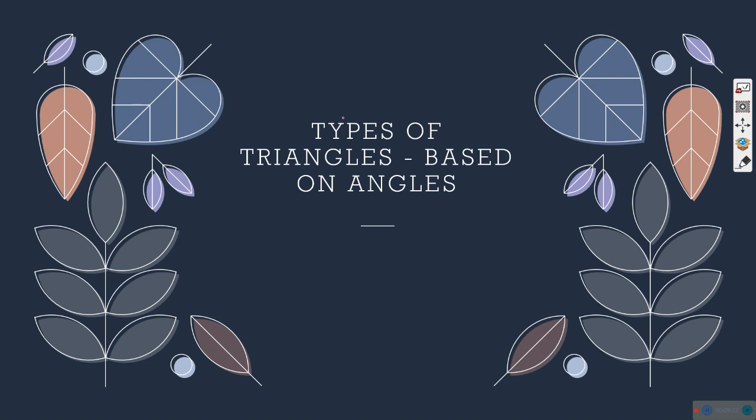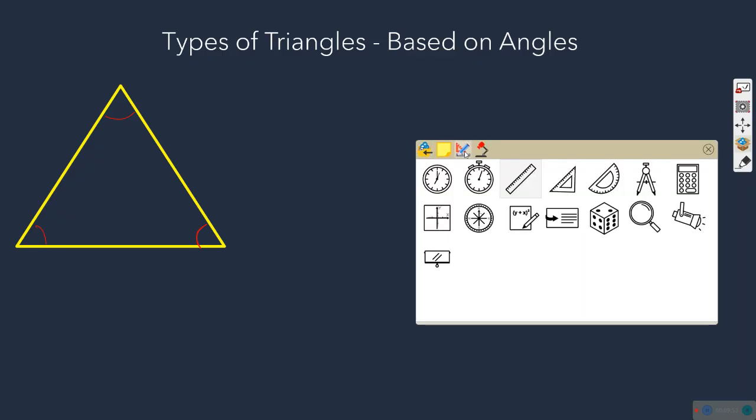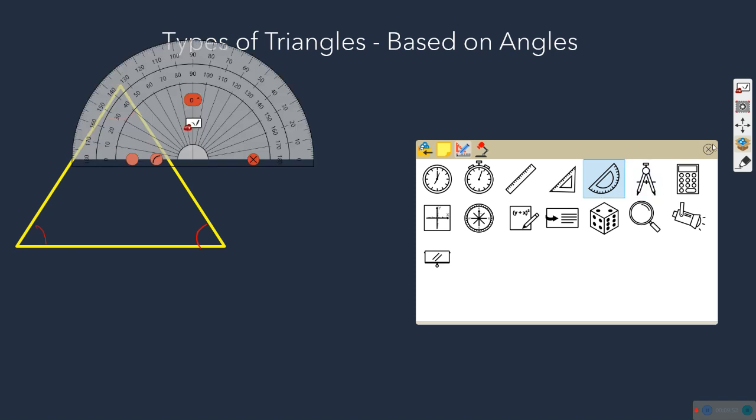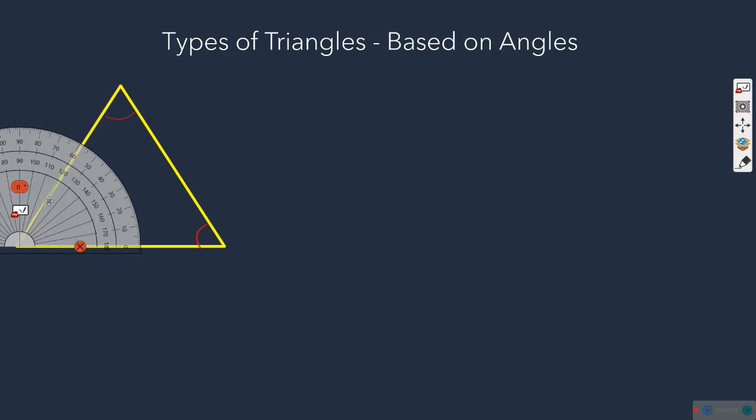There is another way by which we can classify triangles into different types, based on angles. Based on angle means depending upon the measure of the angle. For example, if you have a triangle like this, you can measure this angle, this angle, this angle. How can we measure? We can measure it with the help of a protractor. Let me do that for you. This is a protractor which you are familiar with.